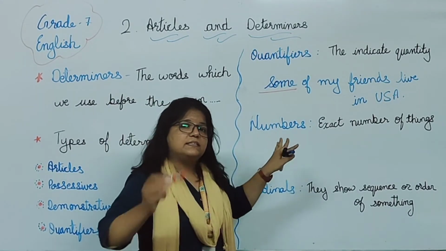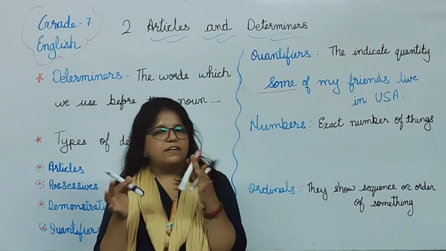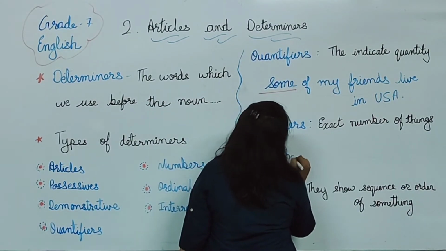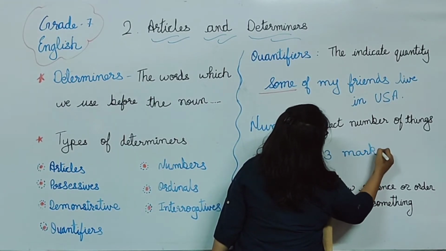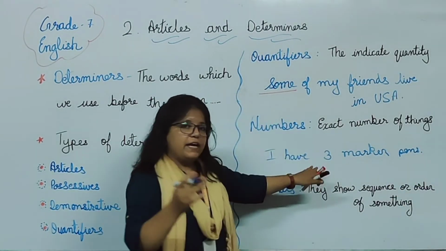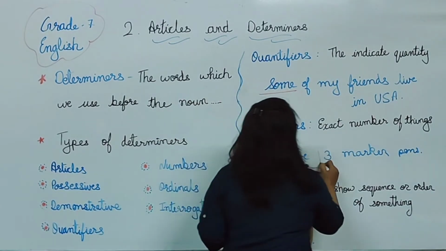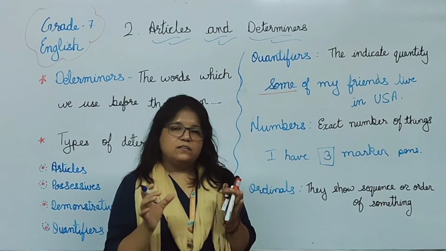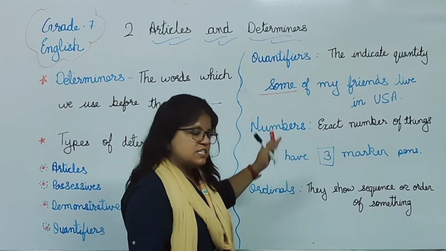Numbers. Here we describe the exact number. Like if you can see, I am having 3 markers. So I will write, I have 3 marker pens. Here you can see I have described the exact number of the markers which I am having. So the exact number which is described is called numbers. Means the numbers 1, 2, 3, like this we describe.